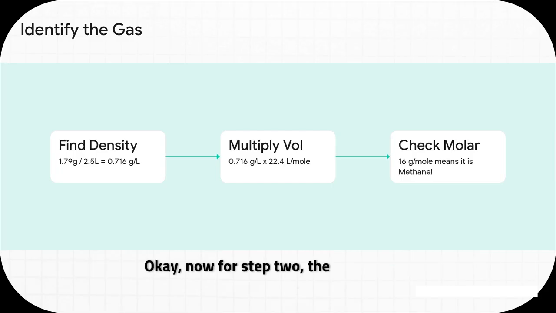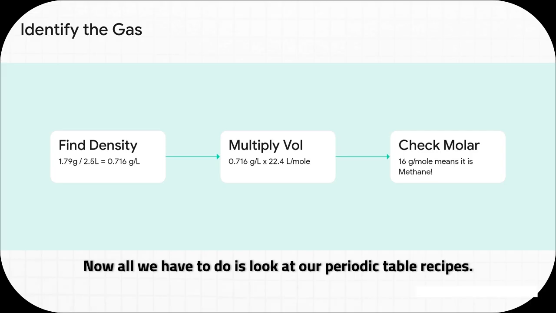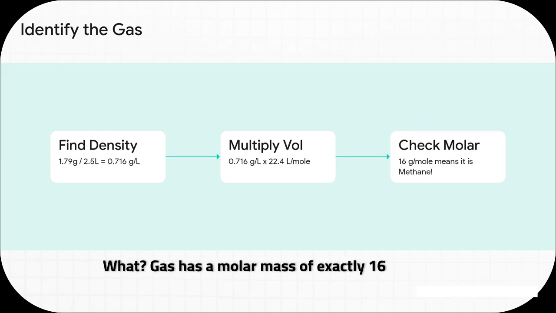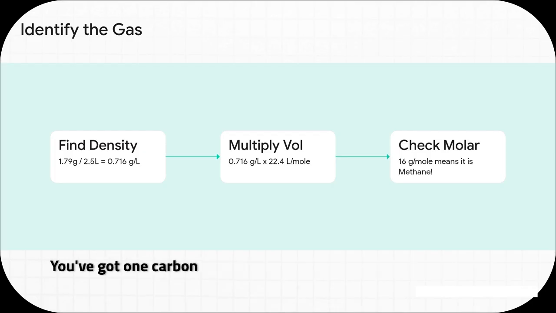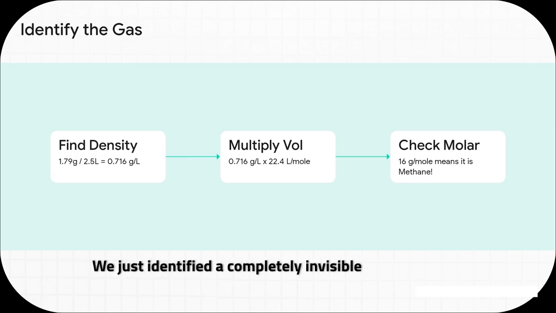Okay, now for step 2, the magic trick. We know that 1 mole of any gas at STP occupies 22.4 liters. So, if 1 single liter weighs 0.716 grams, how much would our magic 22.4 liters weigh? We just multiply them, 0.716 times 22.4. And step 3 gives us our result, exactly 16 grams per mole. Now, all we have to do is look at our periodic table recipes. What gas has a molar mass of exactly 16? Methane? You've got 1 carbon at 12, plus 4 hydrogens at 1 each. Boom! We just identified a completely invisible gas using pure, step-by-step mathematical intuition.